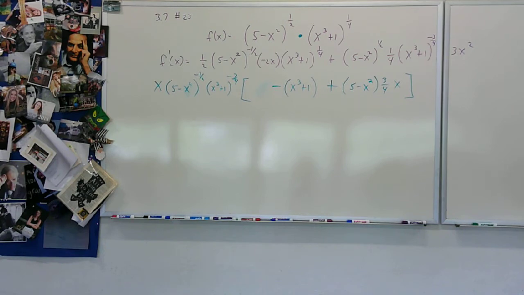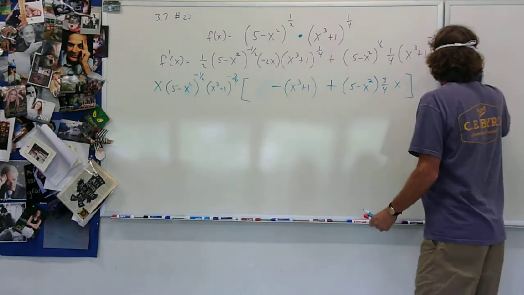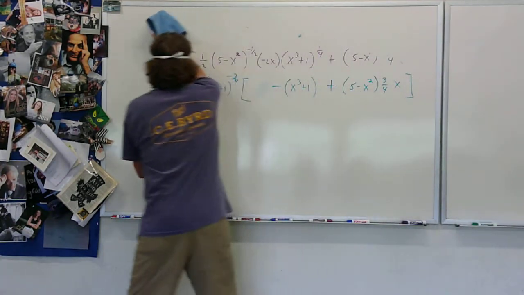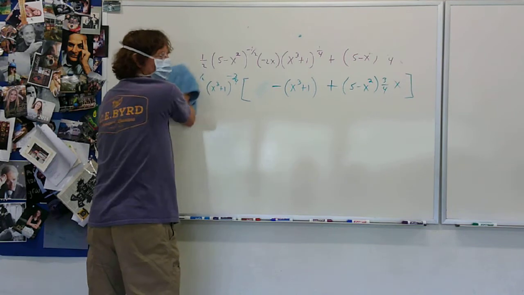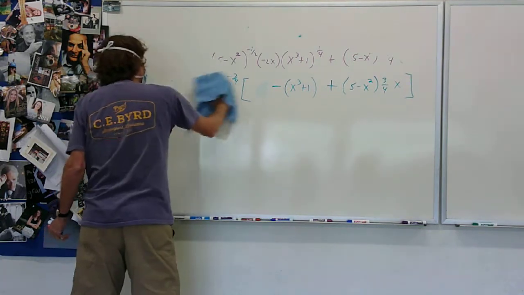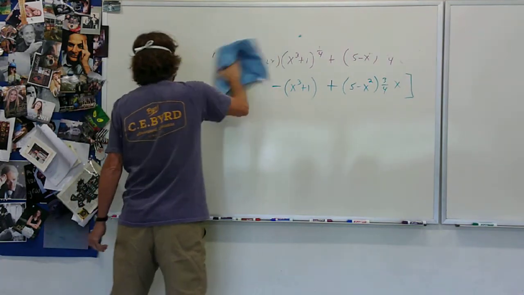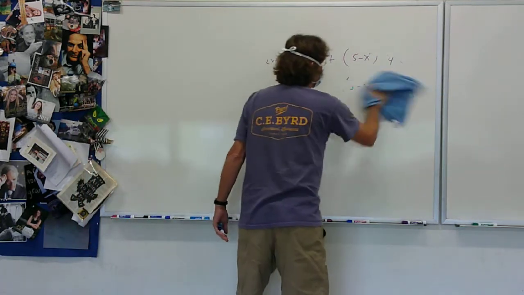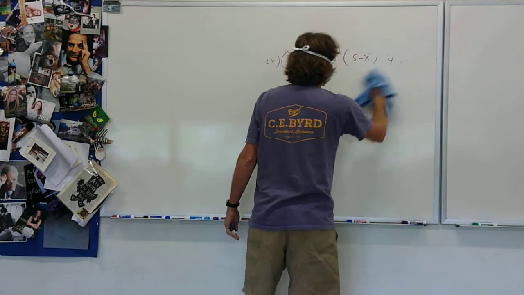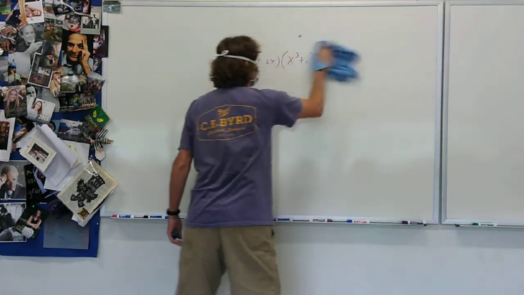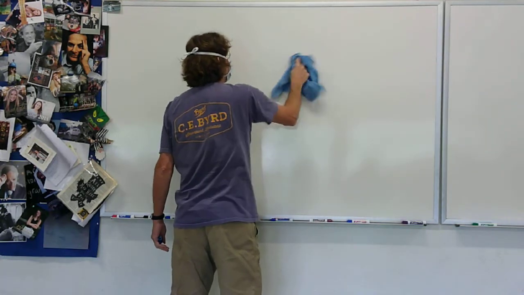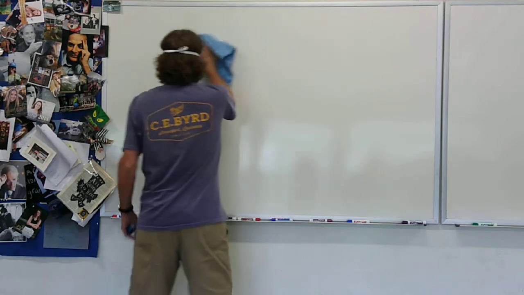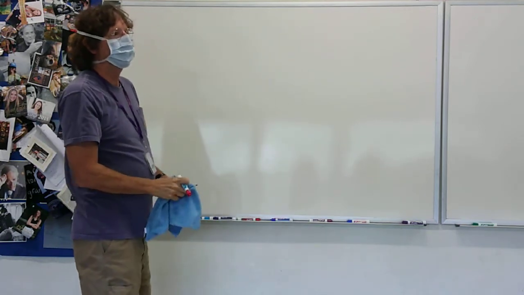All right, let's take a look at it. 33, 36. 36. Big old quotient rule. Yeah, big quotient rule, come on. It's not too bad. It's gonna look bad, but it's not too bad. All right. 36, 33.